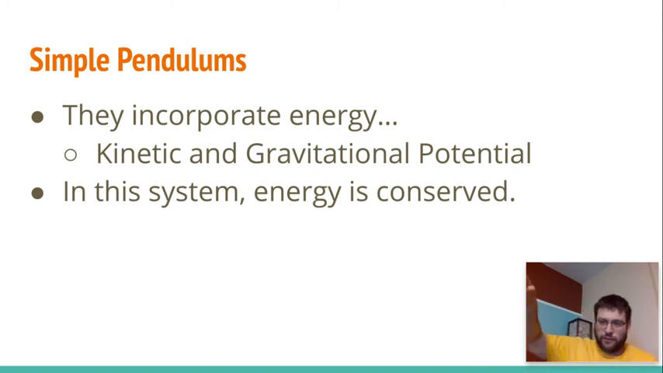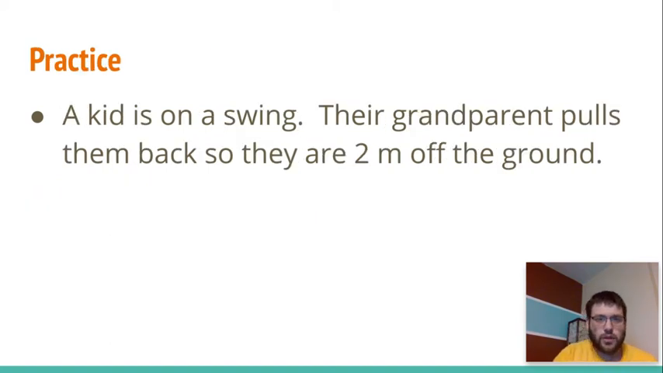As you go higher off the ground and you let it go, you're going to swing faster at the bottom. You probably experienced this as a kid. As your height increased, your swinging through the bottom would actually get faster. So you guys are familiar with that. A kid is on a swing. Their grandparents pull them back so they are 2 meters off the ground. So the question here is, how fast would they possibly go at the bottom of the swing?